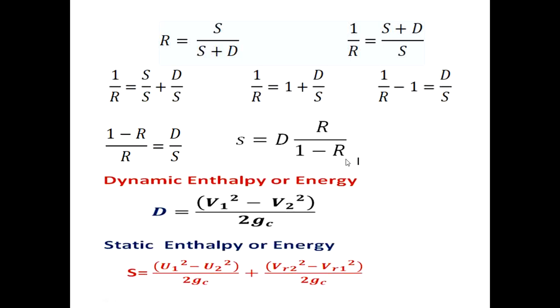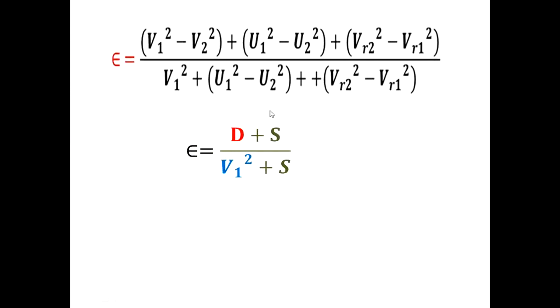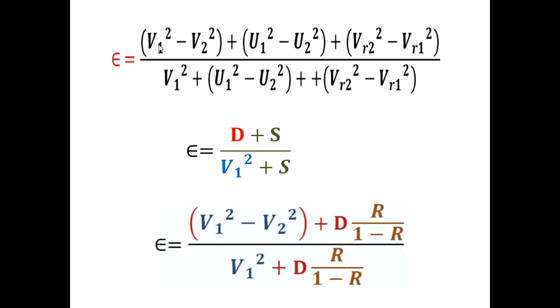While practicing all these derivations, please keep your pen and notebook, then only you can understand the next steps. You can't understand it simply, so please follow along. Then the dynamic enthalpy is given by V1 square minus V2 square divided by 2gc. The static enthalpy is U1 square minus U2 square divided by 2gc plus VR2 square minus VR1 square divided by 2gc.